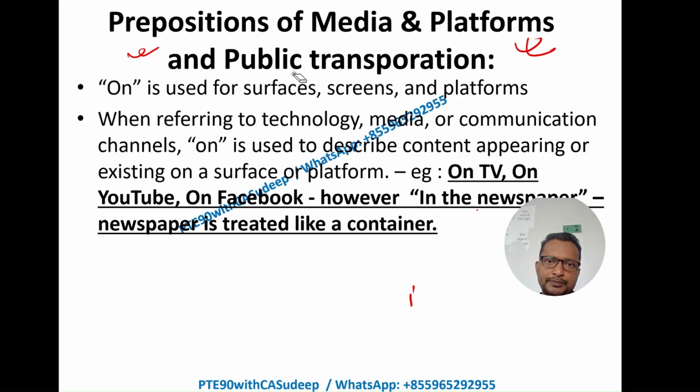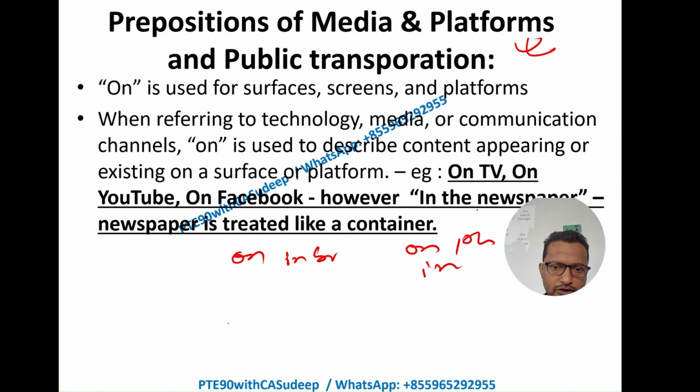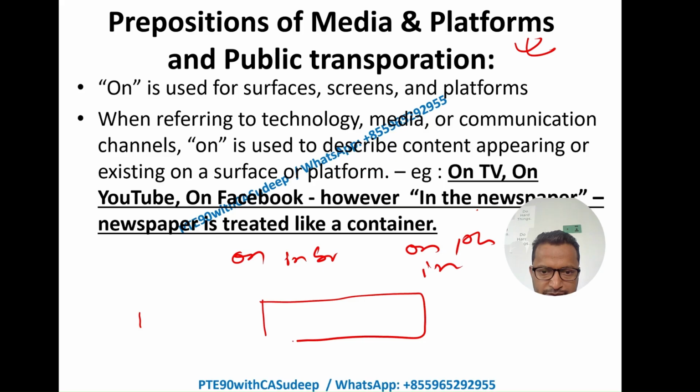Preposition of media, public transportations, right? The general confusion is on bus or in bus, on plane, aeroplane or in an aeroplane, right? So there's a simple concept here. If you are referring to that particular public transportation, and in it you can stand, pay attention to this picture, you can stand and walk here and there, then put on. If not, then in.